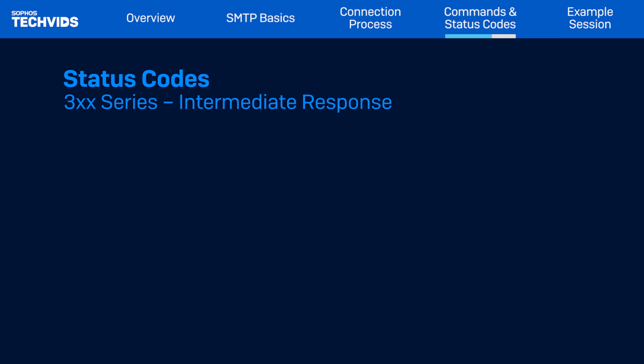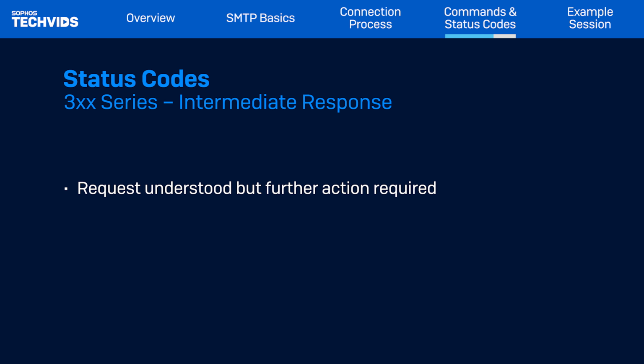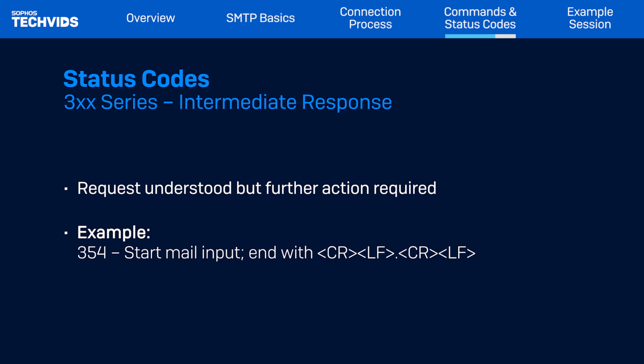300 series, which is for intermediate response. These codes indicate that the server understands the request but requires further action before completing it. An example is 354, start mail input and end with a period.